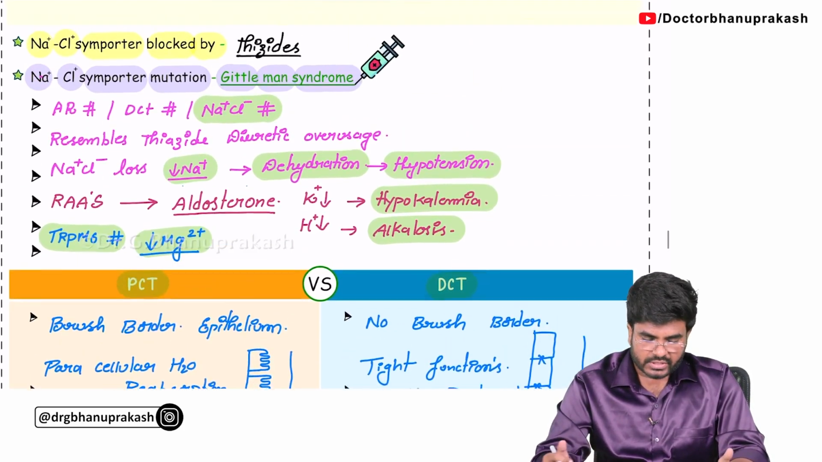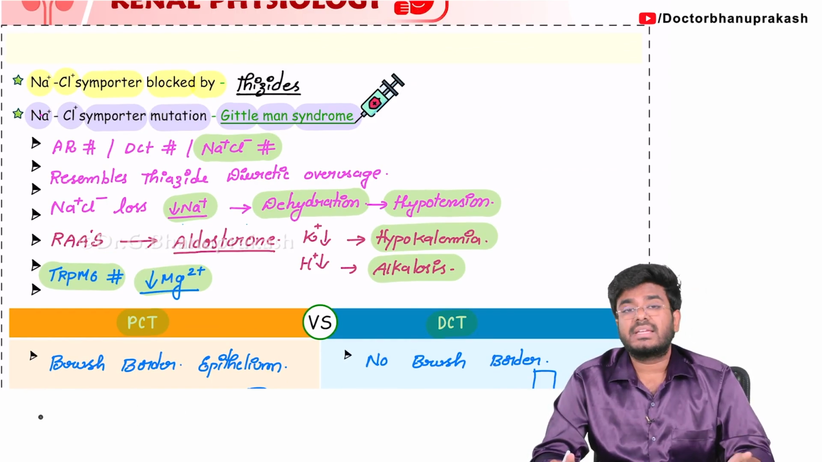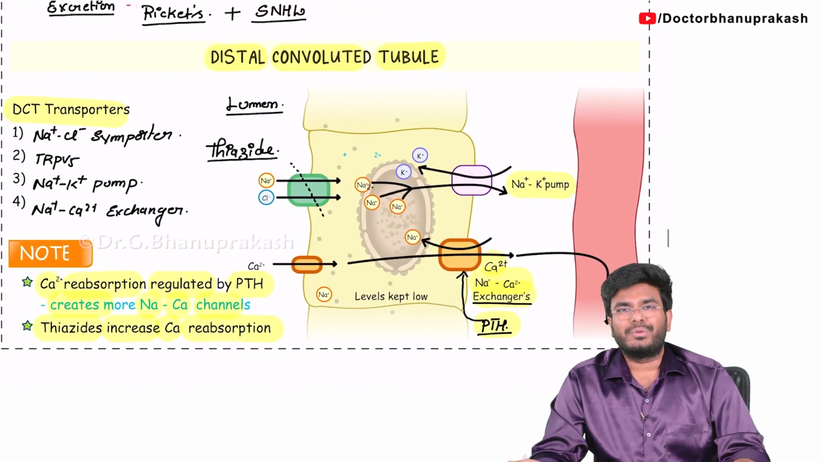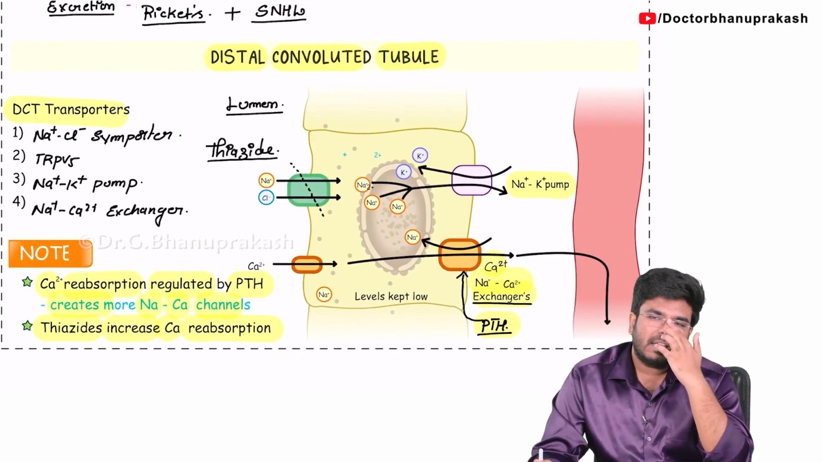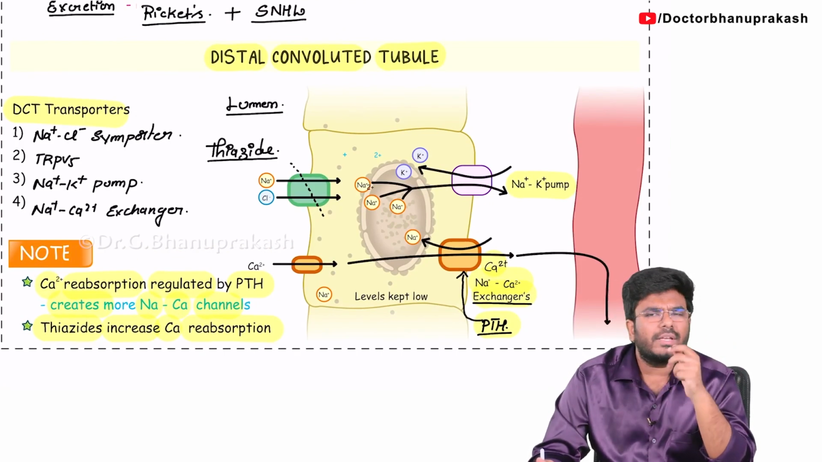So with this, we have completed the differences between the PCT and DCT. We have also discussed Gitelman syndrome. We have seen the mechanism of action and the site of action of the thiazide diuretics, the distal convoluted tubule. So now you tell me, in the distal convoluted tubule there is no water reabsorption at all.